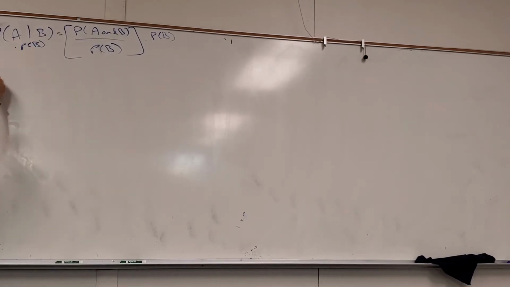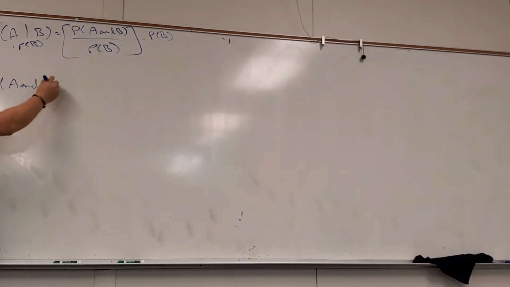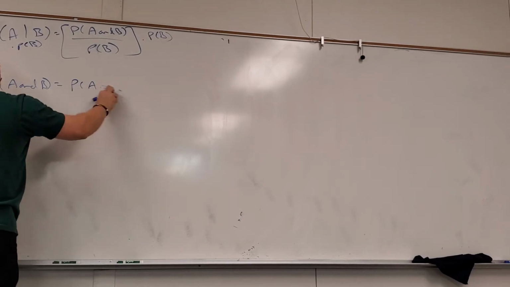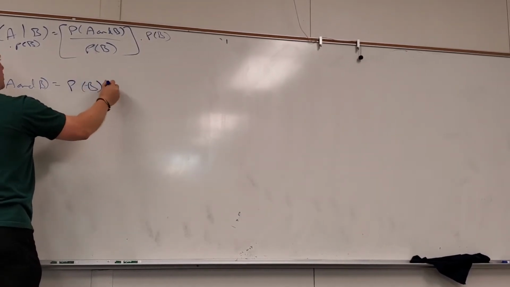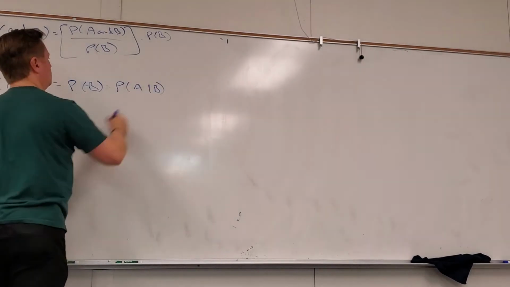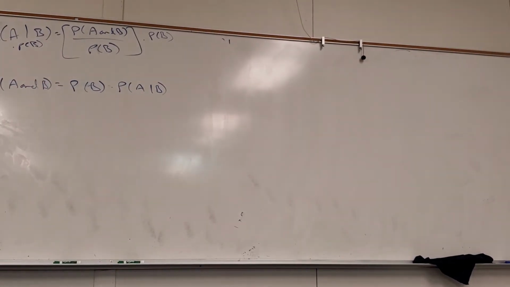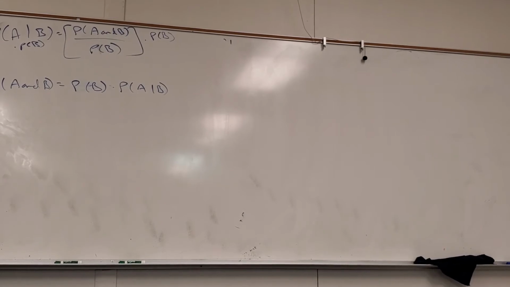So probability of A and B times P of B equals probability of A... let me do it this way. Probability of B times probability of A given B. Doesn't that match up with what we just figured out? And basically means multiply. Okay.